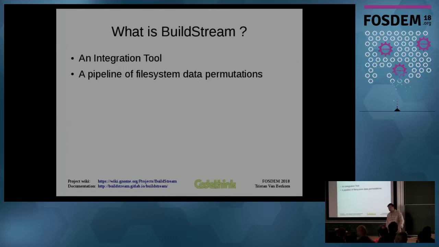BuildStream is a pipeline of file system data permutations, so it's completely abstract and it lets you run operations inside an isolated environment in a pipeline where elements have source inputs and dependency inputs and they create outputs. So the basic of it is you have file system data in, file system data out, and things that happen in between.